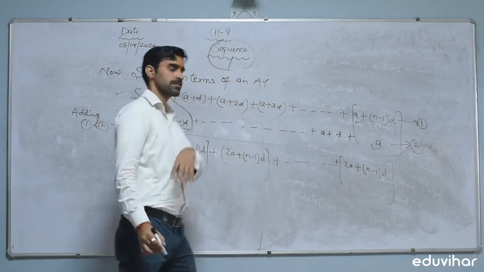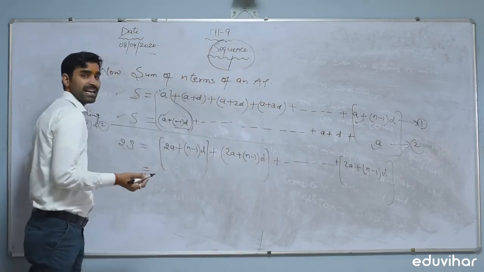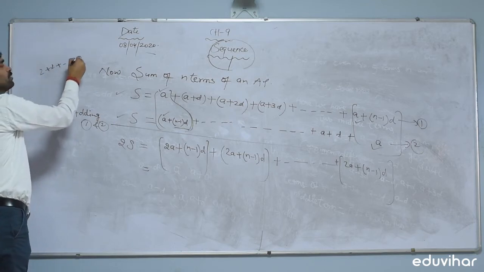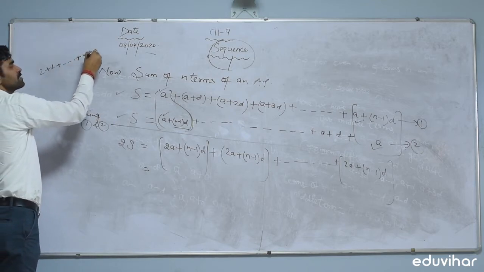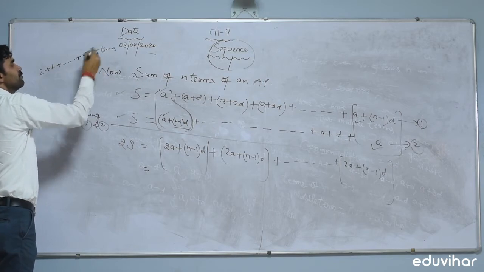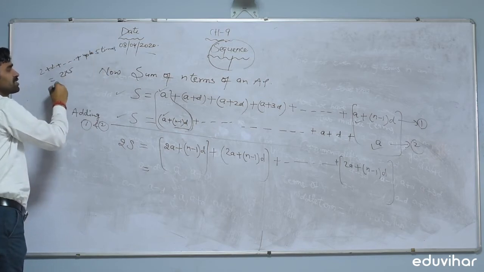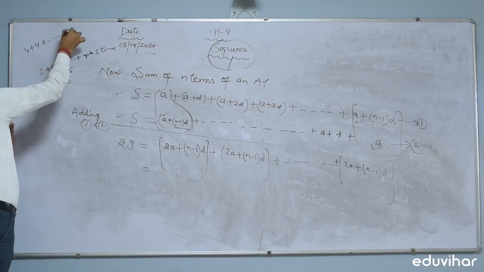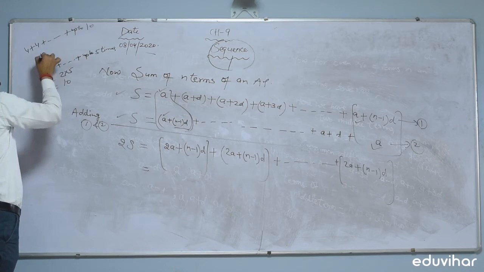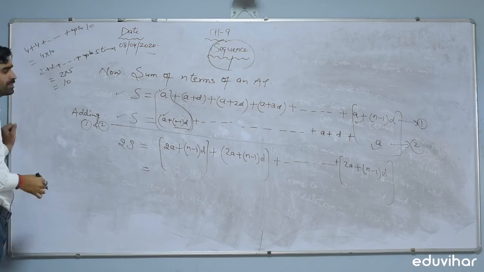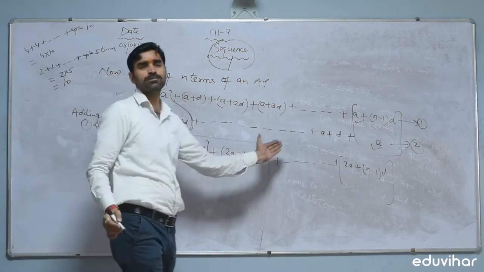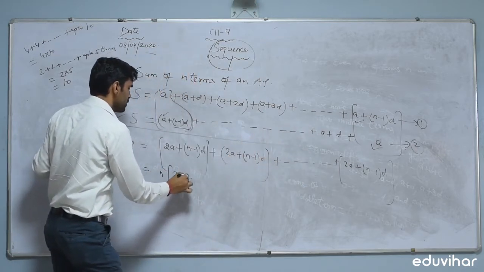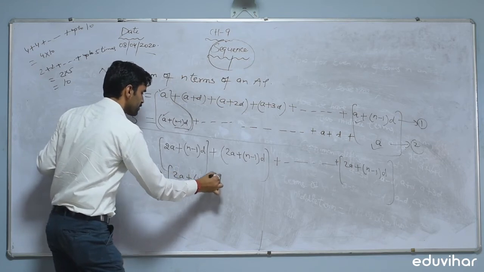In this way, this 2A plus (n minus 1)D is added n times. If some term is added n times, say 2 plus 2 plus 2 up to 5 times, then we can write this sum as 2 into 5, that is 10. If we write 4 plus 4 plus 4 up to 10 times, it is 4 into 10. So this can be written as n times (2A plus (n minus 1) into D).